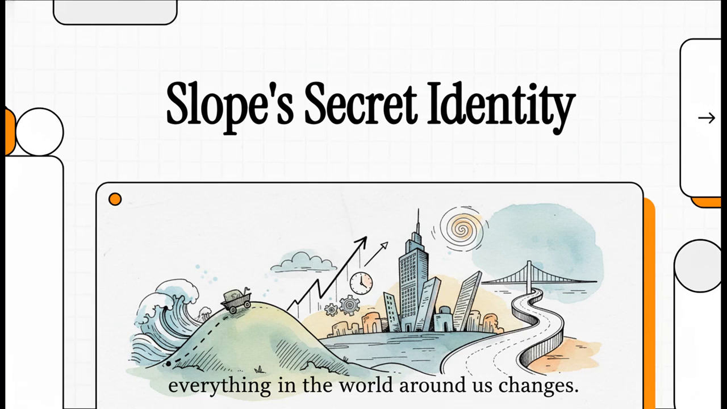All right, let's talk about something you probably learned years ago and maybe haven't thought much about since: slope. It turns out this simple idea from math class has a secret identity, one that helps us understand, well, pretty much everything that changes in the world around us. So, what is this big secret?